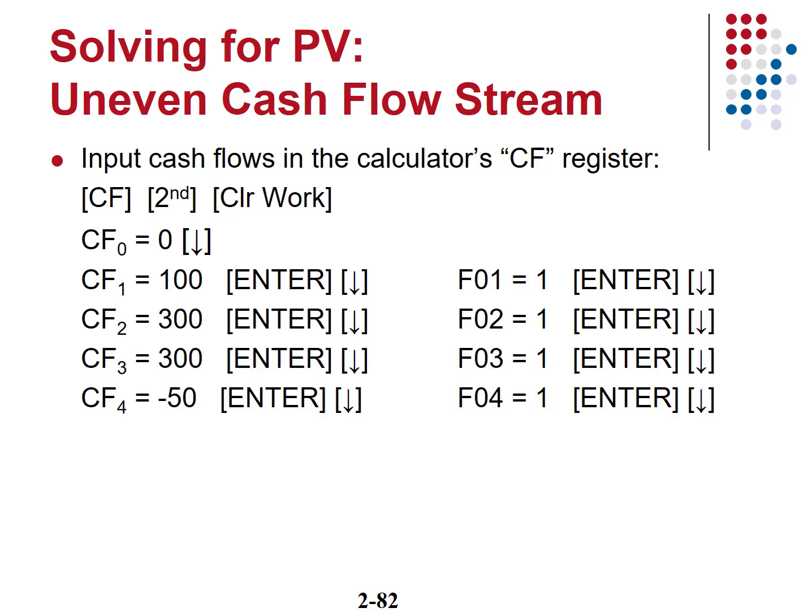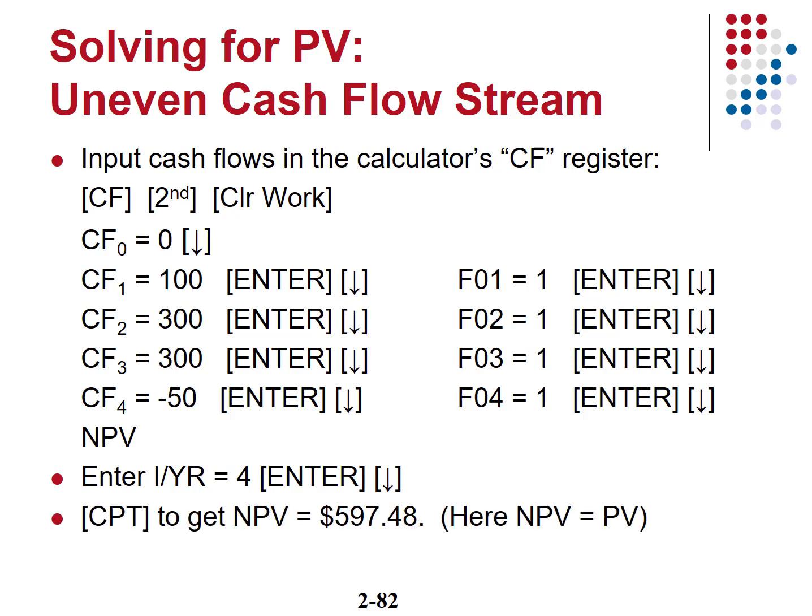Enter the rest of the cash flows. Press NPV. Enter the interest rate as 4. Press enter to get it in and down. And when NPV displays, press compute.